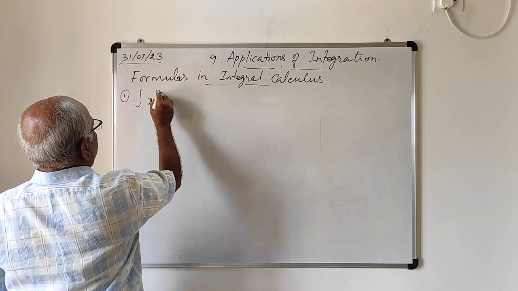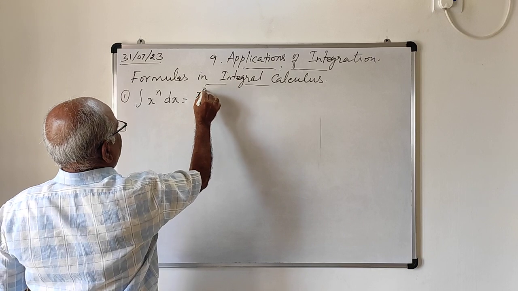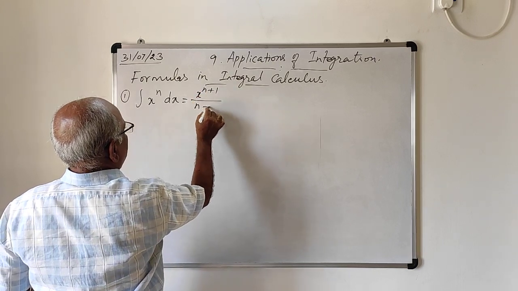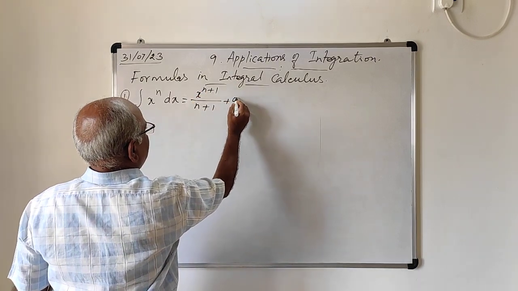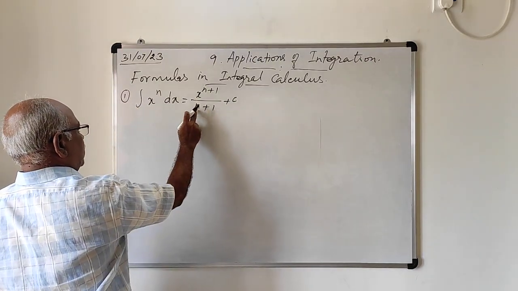integral x power n dx is equal to x power n plus 1 by n plus 1 plus c, where n is not equal to minus 1. n should not be minus 1.